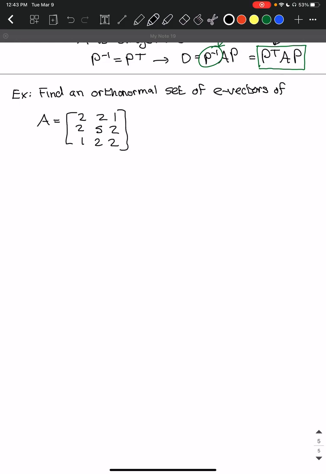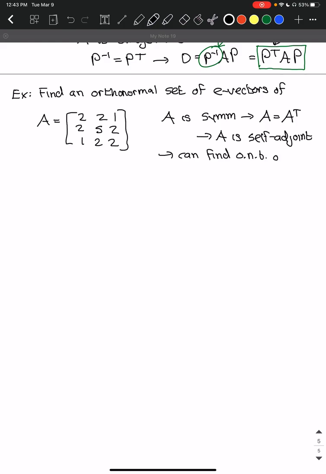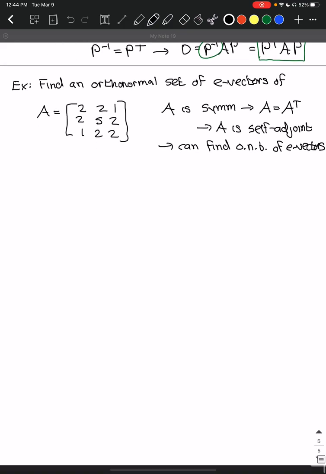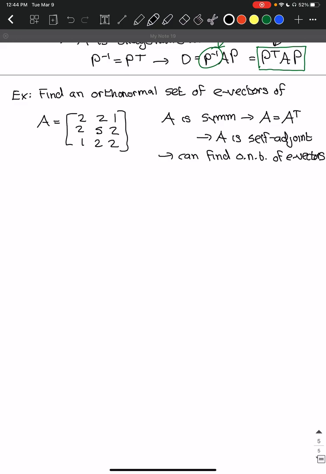The first thing we notice is it's symmetric, right? So A is self-adjoint. Which means that I can find an orthonormal basis of eigenvectors, which is good because that's what the question says, right? Okay, so what do we do? Well, we find the eigenvalues, we find the eigenvectors, and then we make them into an orthonormal basis, okay? So we do our normal way. We do the determinant of A minus lambda I. We know how to do that. We set it equal to 0.